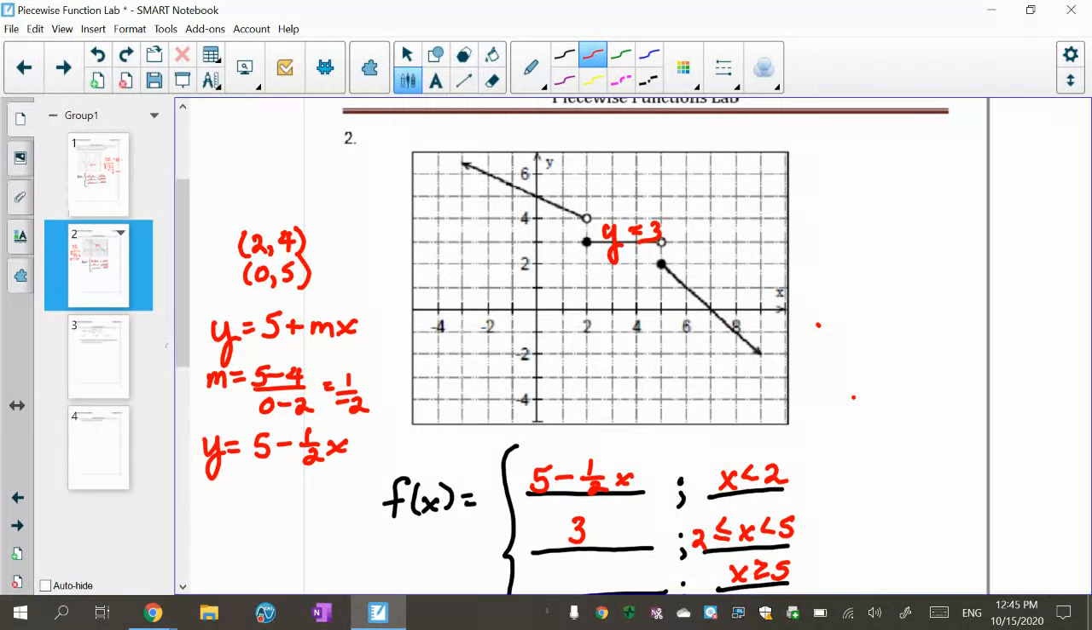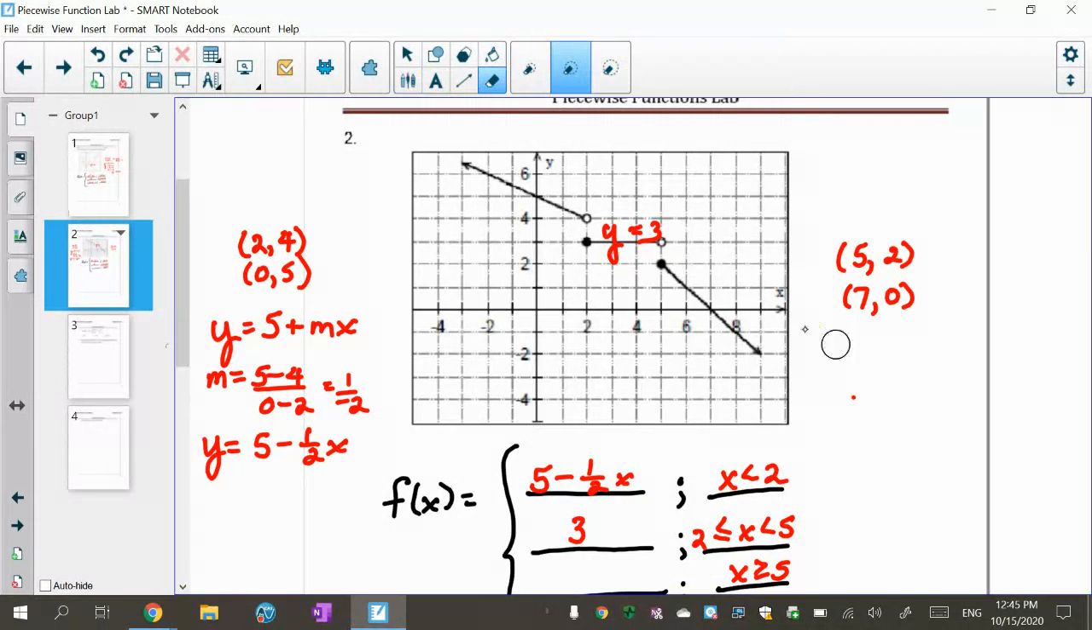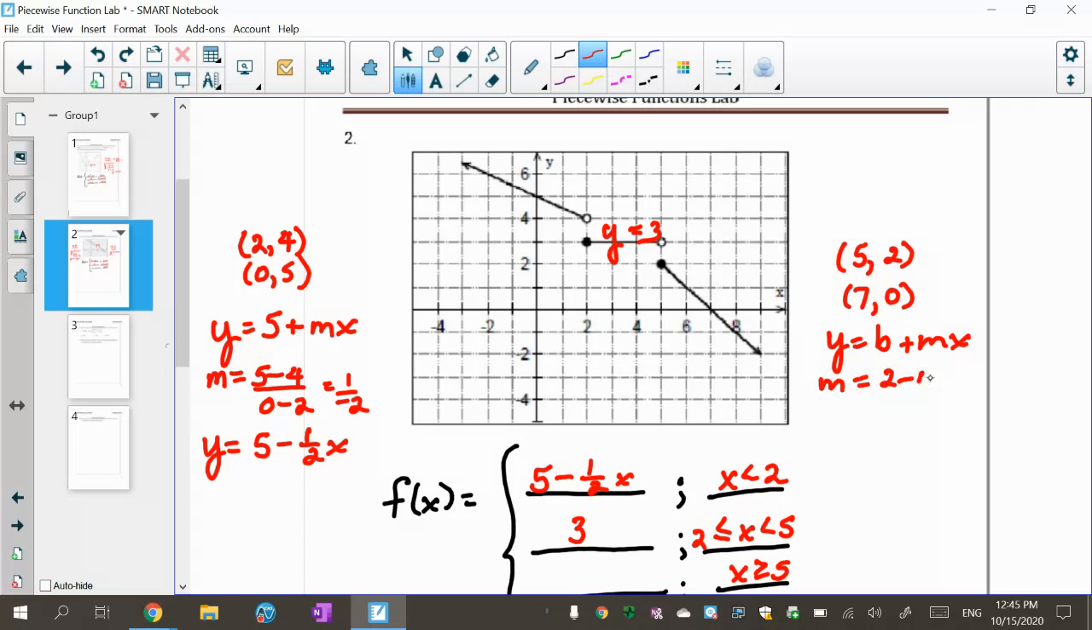Now I'm going to go over here and do the equation of this line. I'm going to stack and rack the point (5, 2). And the next point is going to be (7, 0), because I like zeros. They make it nice when you're doing your algebra. This one, I don't know my y-intercept, so I've got y equals b plus mx. I don't know either one. So let's do our slope first. So I have 2 minus 0 over 5 minus 7. So that's 2 over negative 2, or negative 1. So I have y equals b minus 1x, if you will, or you could just say minus x.